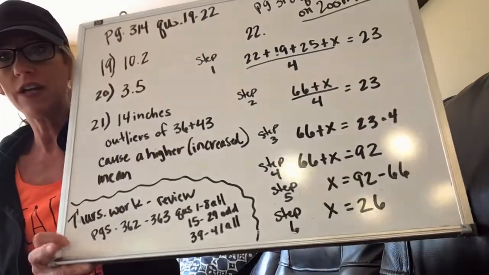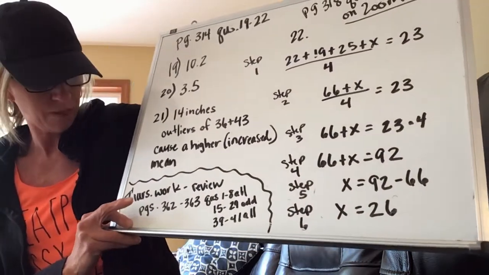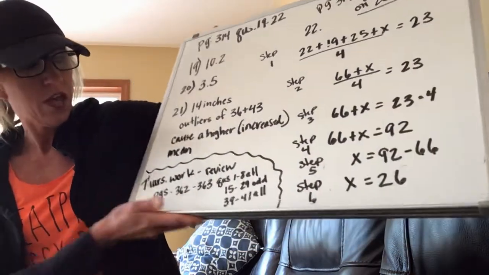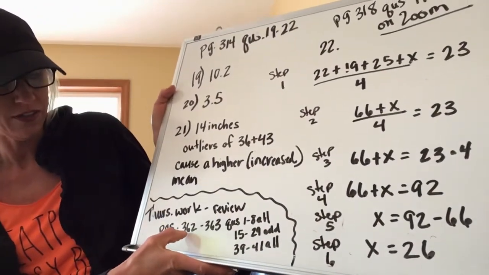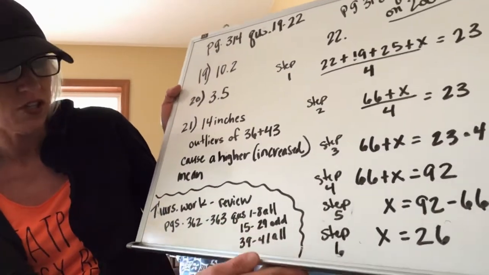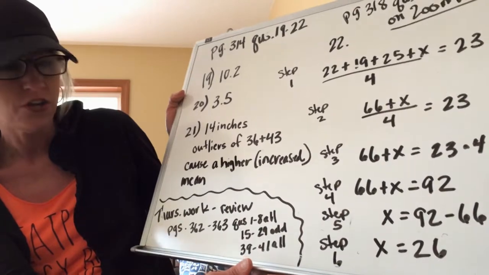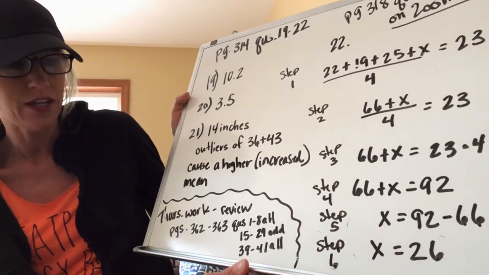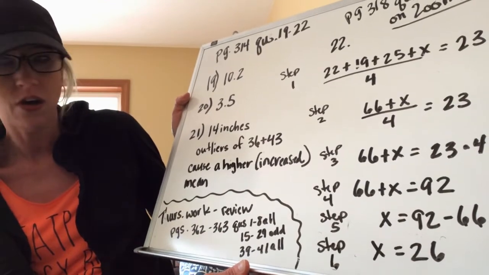And then this down here is your homework for Thursday. This is your work that you're going to be doing. So Thursday work. You are starting a review. It's at the back of your book, pages 362 and 363. You are going to be doing questions 1 through 8 all, then skipping down, doing 15 through 29 and doing the odd, and then 39 through 41 all.